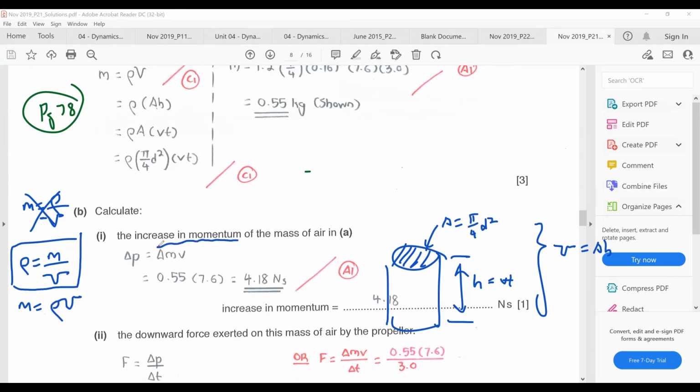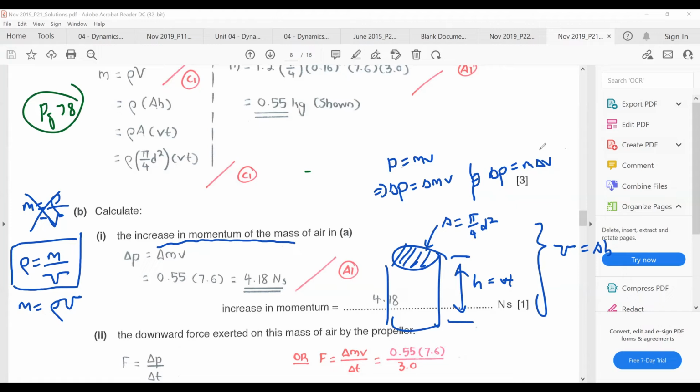Now, the increase in momentum of the mass of air in A. Momentum is actually mass times velocity. So change in momentum is the change in mass times the velocity itself. It can also be written as mass times the change in velocity of air. It won't matter which one you're talking about. It could be the change in mass multiplied by velocity, or the mass multiplied with the change in velocity. It doesn't matter.